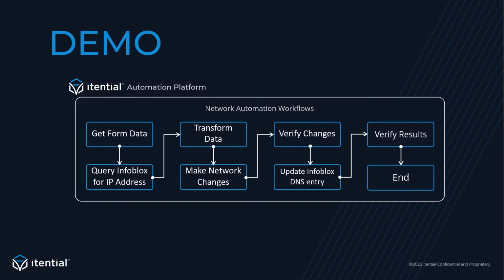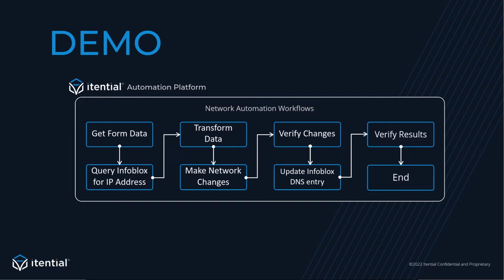We'll get some data from a user. This is one source of truth for the information we need to make a network change. The other source of truth is that we need to query Infoblox for a new IP address to use. Again, we're going to transform that data using our data transformation task. We'll take a look at how it can manipulate data so that it can be used for a task to actually make the network change.